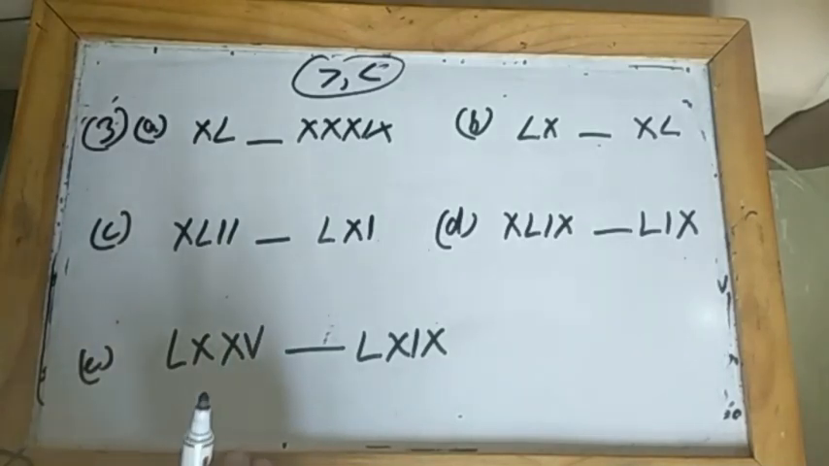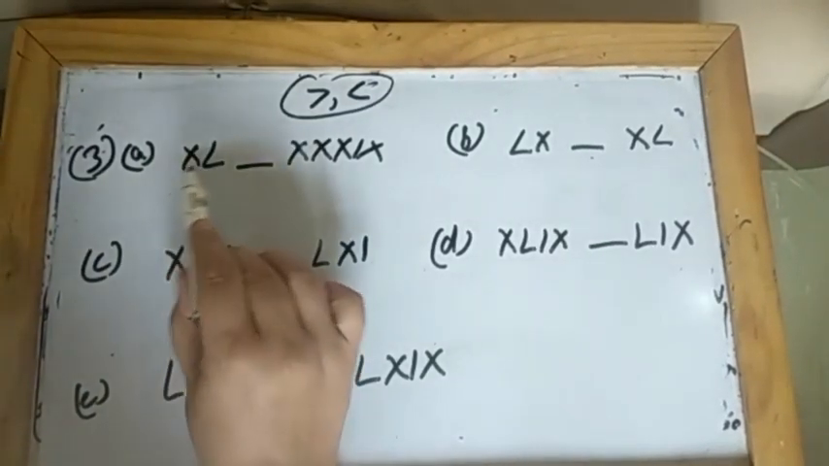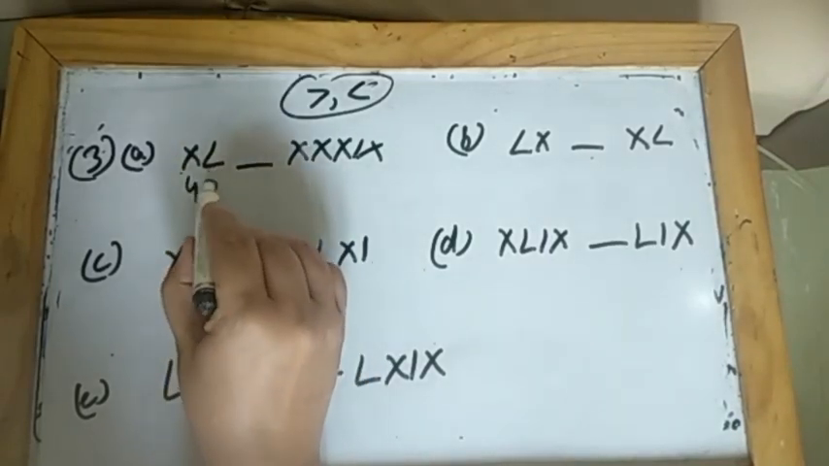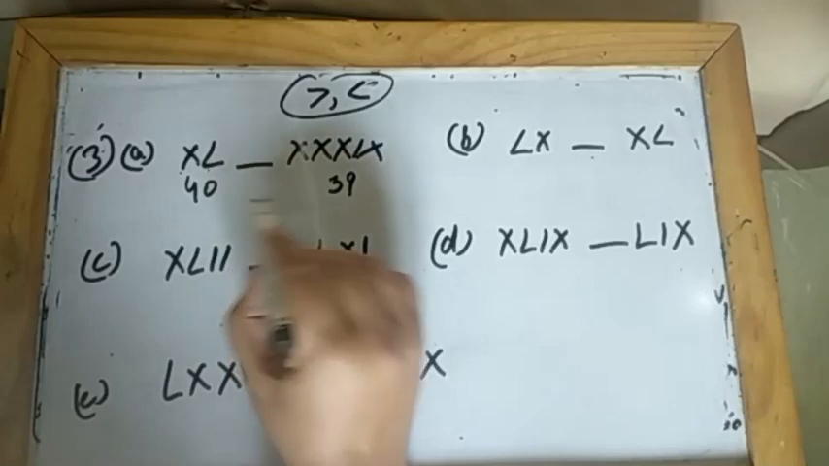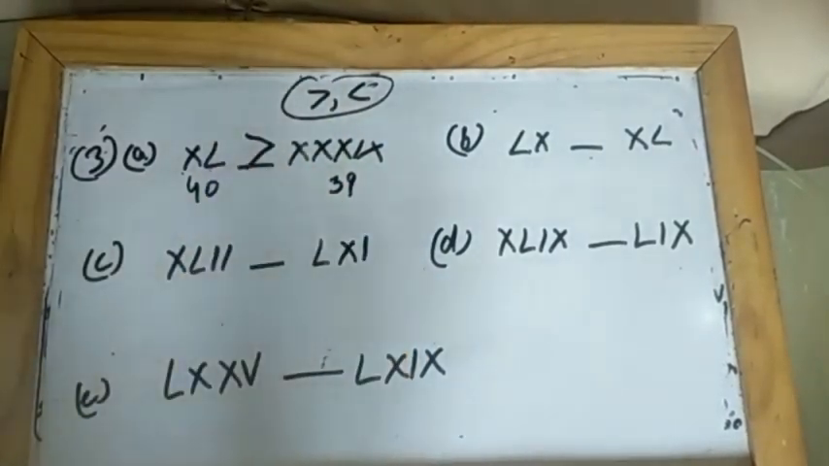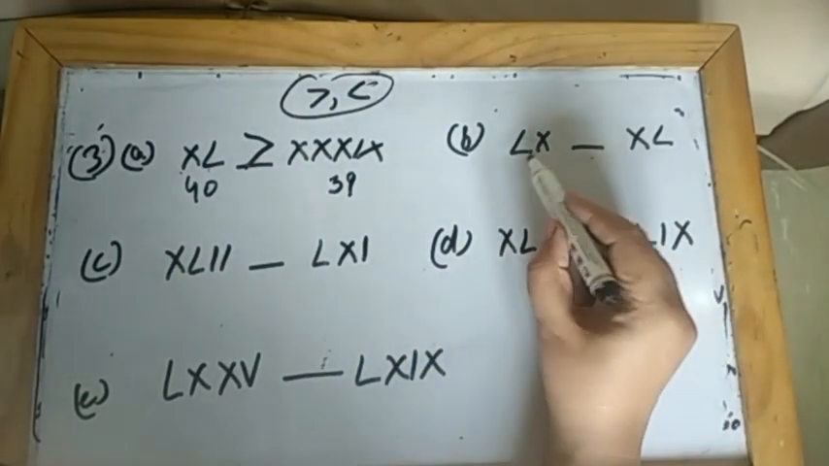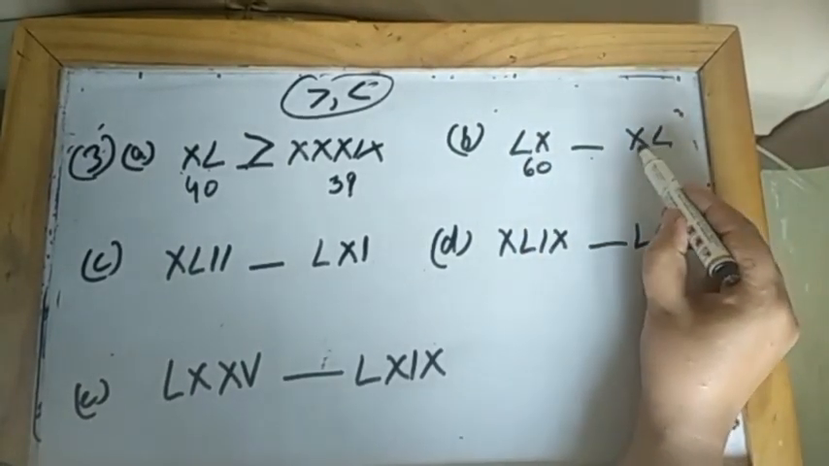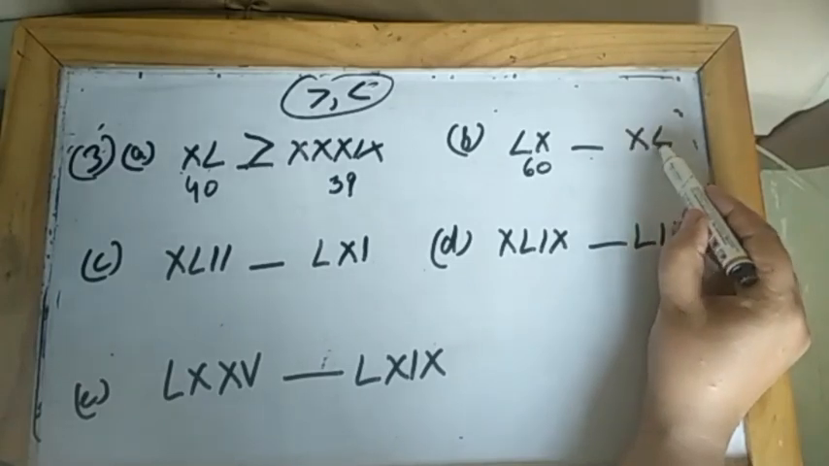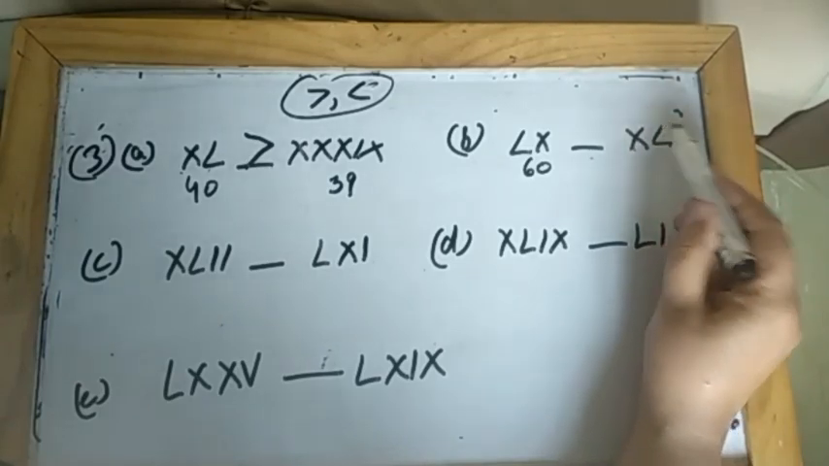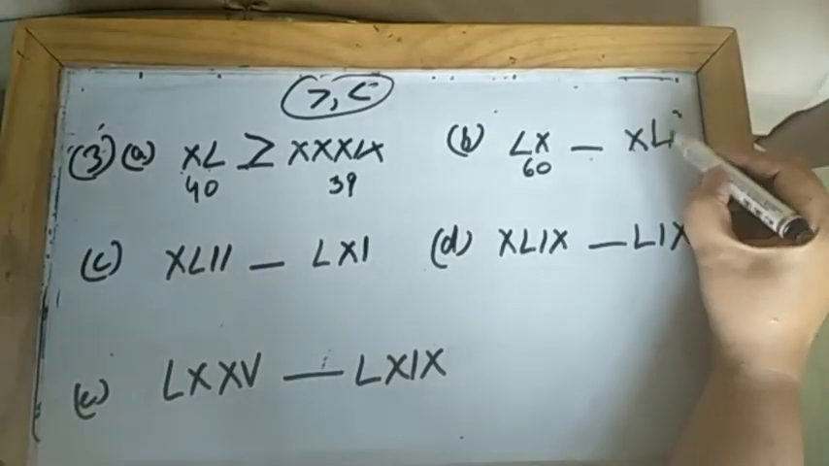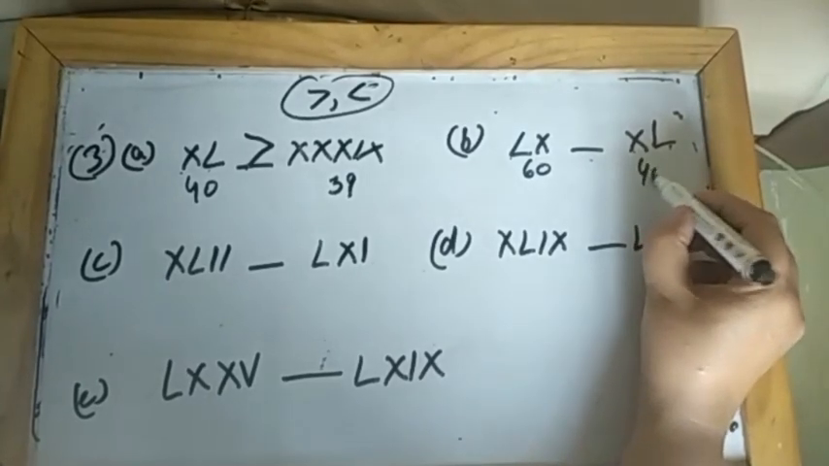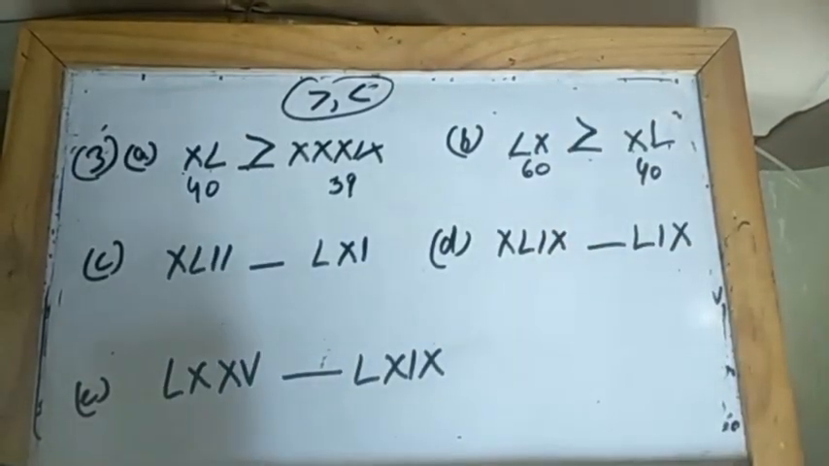So what I can do, to make my work easy, is convert them into Hindu Arabic numbers. So XL means this is 40 and this is 39. So which is bigger? 40 is bigger. So you have to put a sign like this. Now come to this. 50 plus 10 is 60 and this is 50 minus 10 at the back. If the smaller number is at the back, I subtract them. So this is 50 minus 10 and this is 50 plus 10. So this is 60 and this is 40. So which is bigger? 60 is bigger.